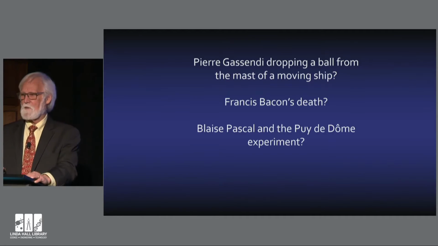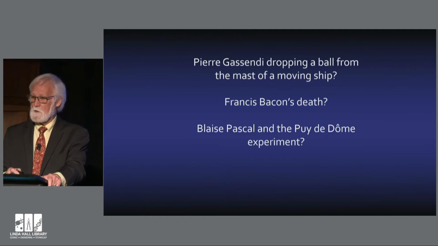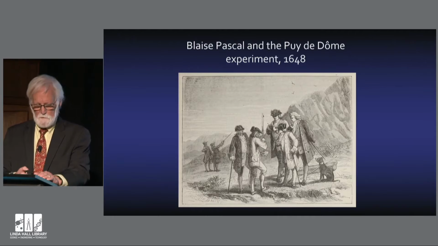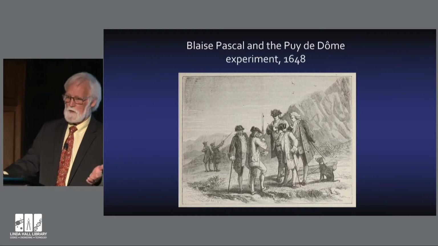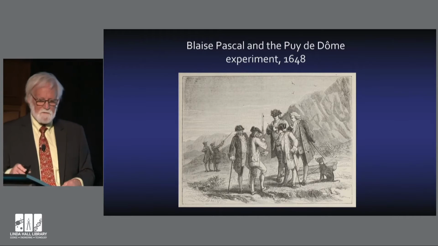And then the last one on my list here is Blaise Pascal, a famous mathematician, but also a pretty good physicist, who did an experiment called the Puy de Dôme experiment. And this one I'm going to explain, and I'm going to use an image to explain it. So, very famous. It's again one of the half a dozen most famous experiments of the 17th century.